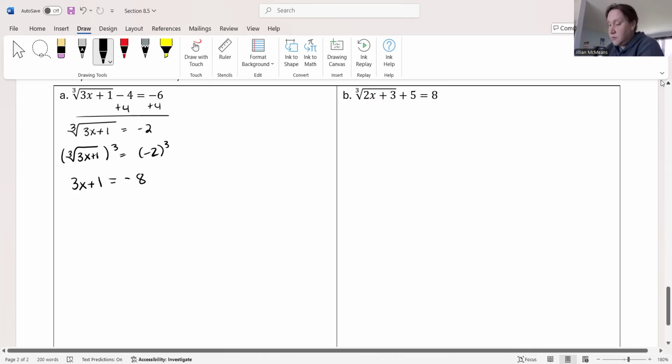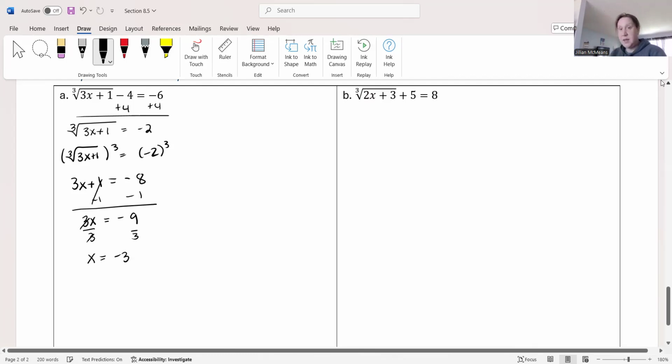And now we just solve. So I want to subtract 1 from each side. That'll isolate the 3x. 1 minus 1 is 0, leaving me with just 3x on the left. And then negative 8 minus 1 is negative 9. And then we need to undo the multiplication of 3 and x. Well, 3 divided by 3 is 1, leaving me with just 1x. And the negative 9 divided by 3 is negative 3.